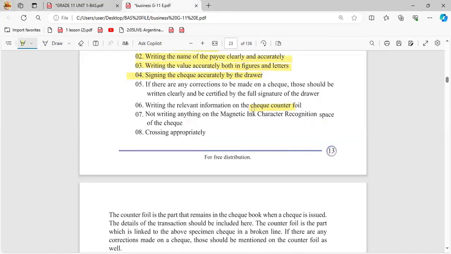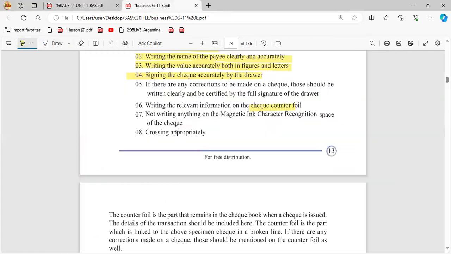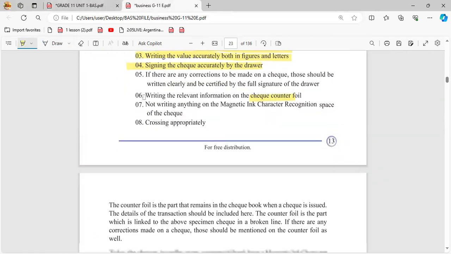You do not write anything on the magnetic ink character recognition space, right? Here they have given the instruction, please do not write in this lane. You are not writing anything here. Next, crossing appropriately. I will explain what crossing is.